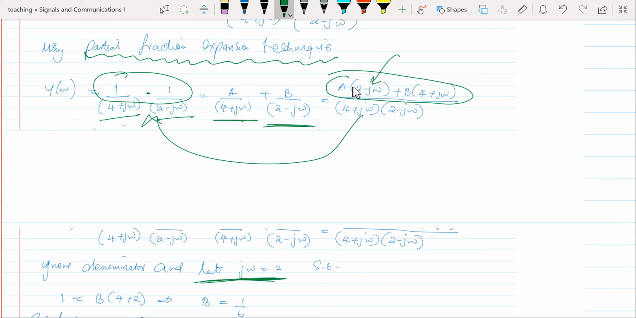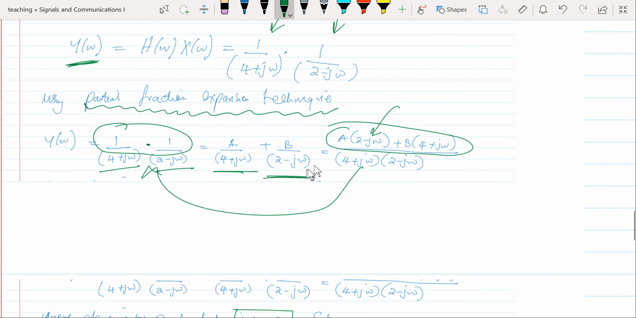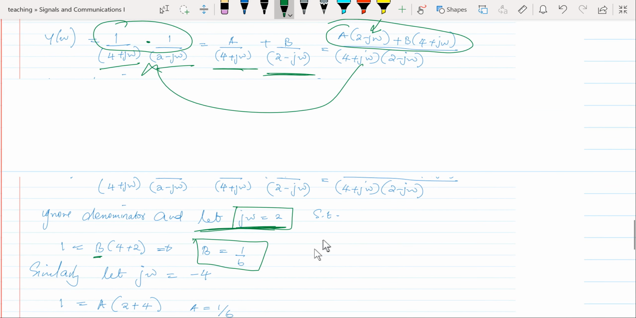Therefore we find that b is equal to 1 over 6. This method is quite straightforward, though it may not appear so in the beginning. All we are saying is that we have this equation, which I will write here so that you don't get lost: 1, dropping the denominator because it is the same on both sides, is equal to a times (2 minus j omega) plus b times (4 plus j omega).